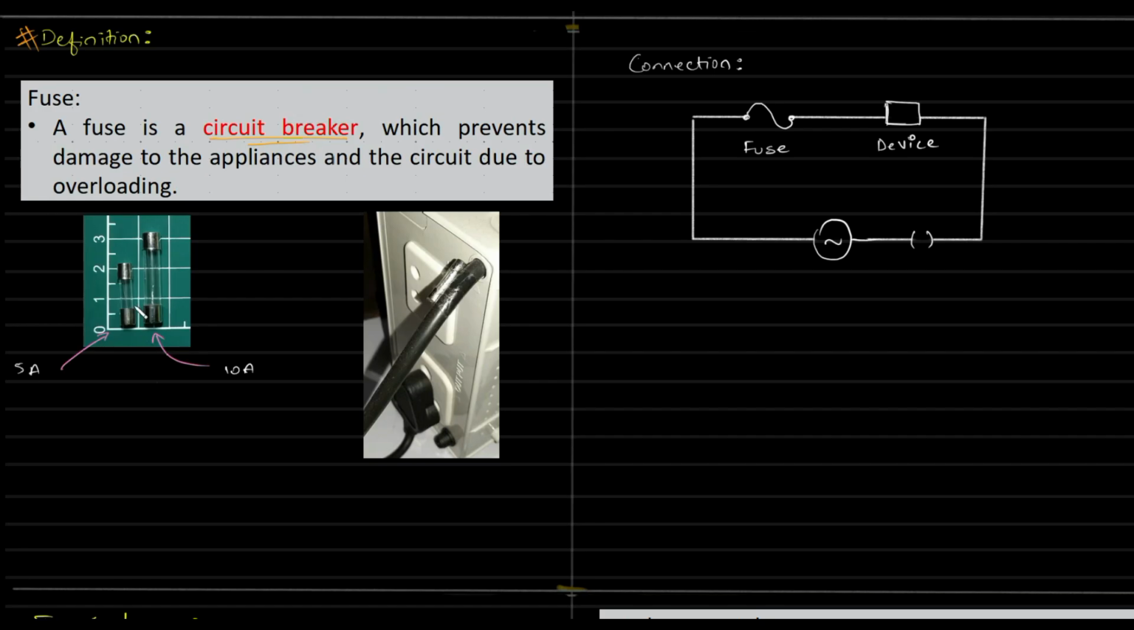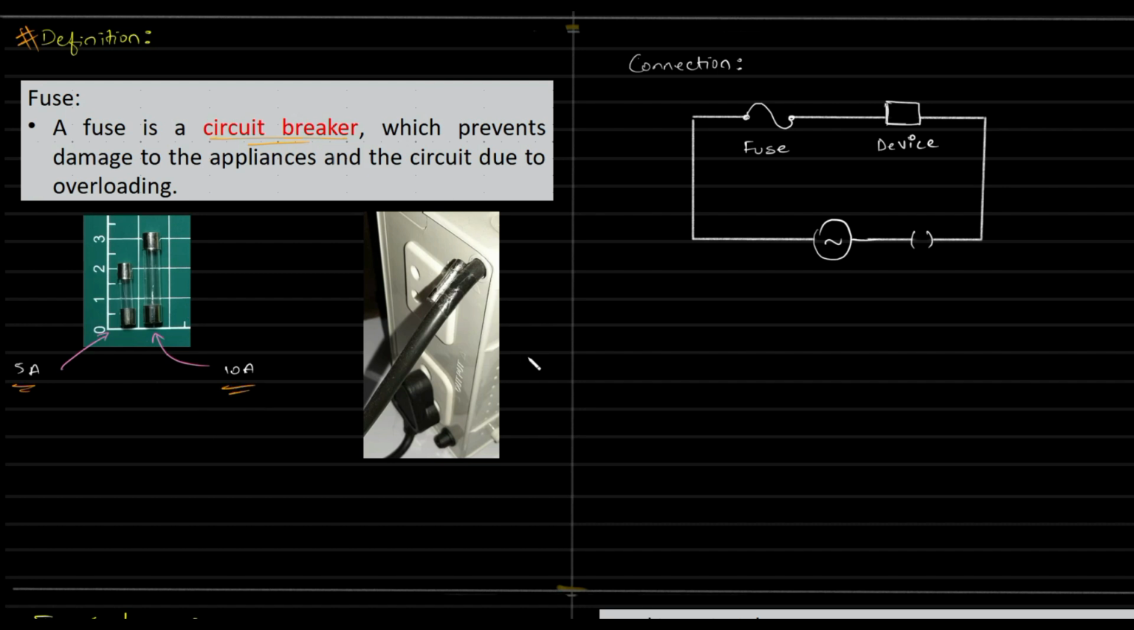I have two fuses over here. This is around 2 centimeter. This is around 3 centimeter. This will allow a current of 5 ampere. Beyond that, what will happen? It will basically melt and make the circuit an open circuit. I'll explain that. This is for 10 ampere.